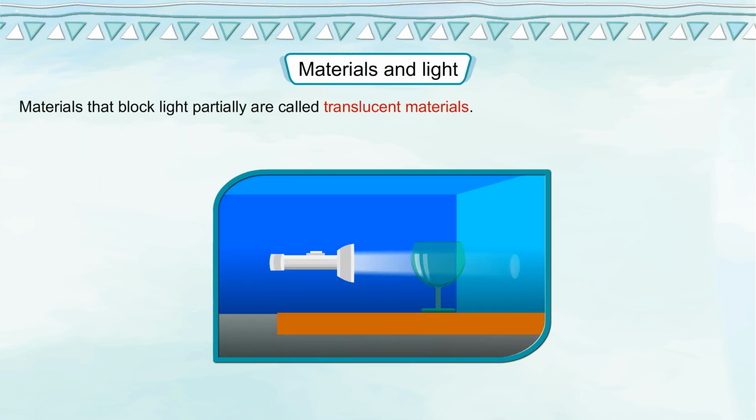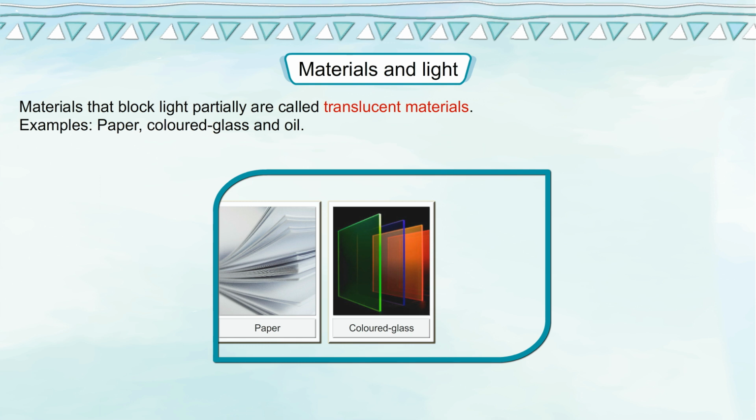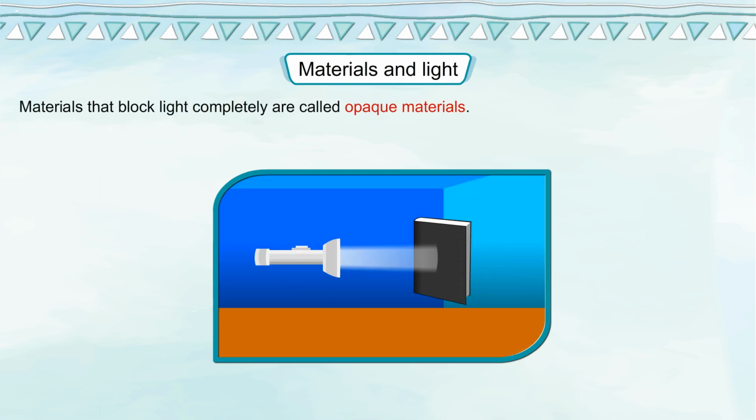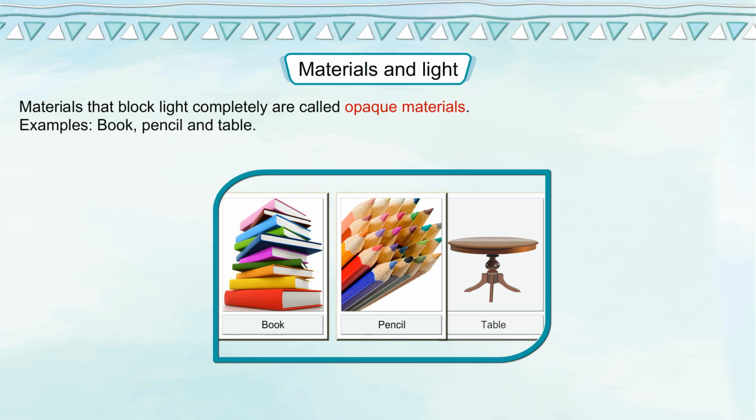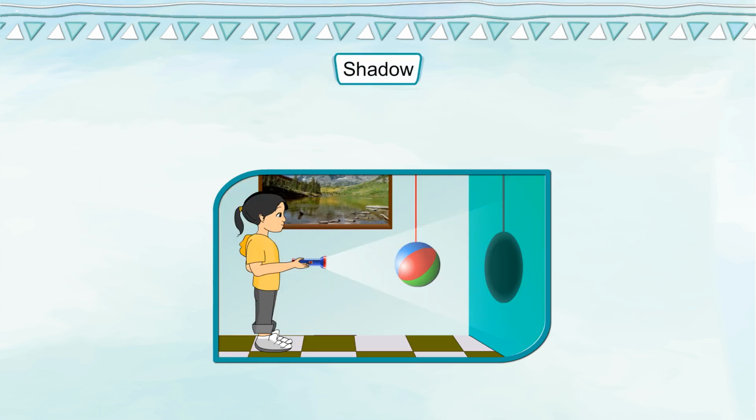Materials that block light partially are called translucent materials. Examples: paper, colored glass, and oil. Materials that block light completely are called opaque materials. Examples: book, pencil, and table.